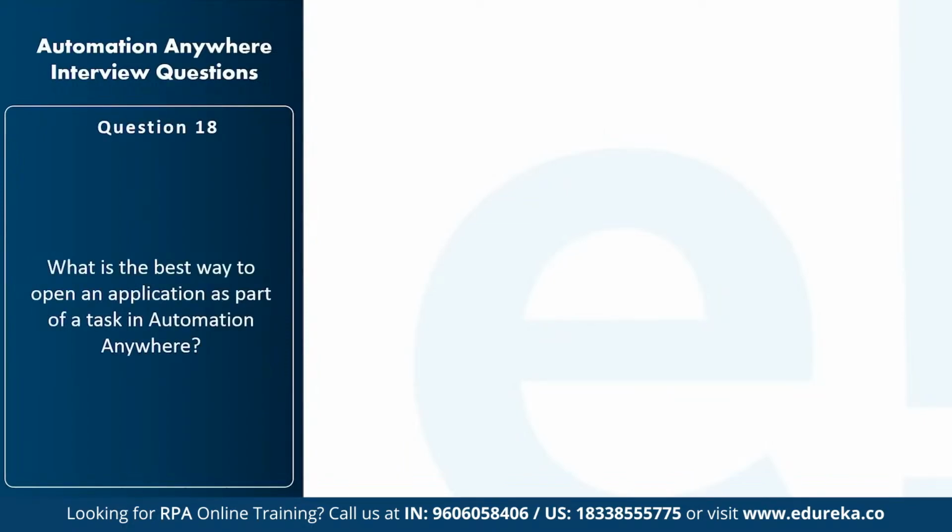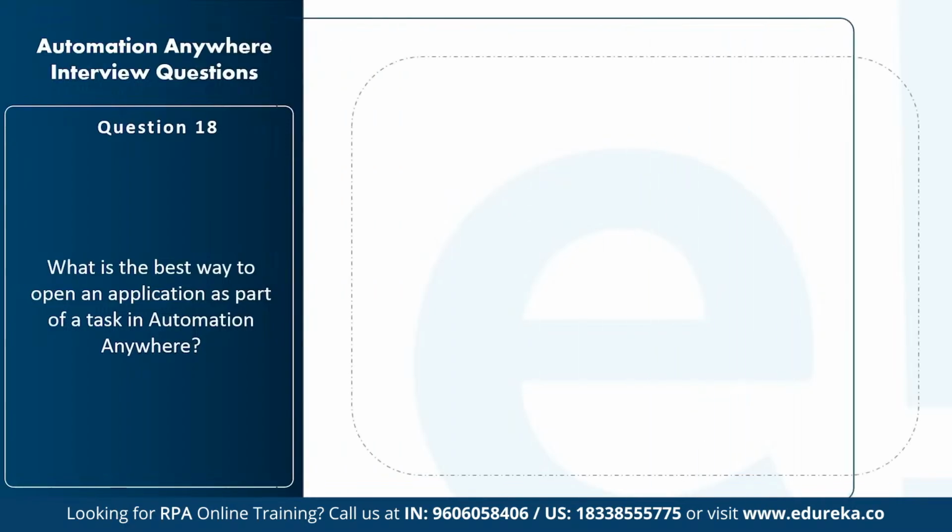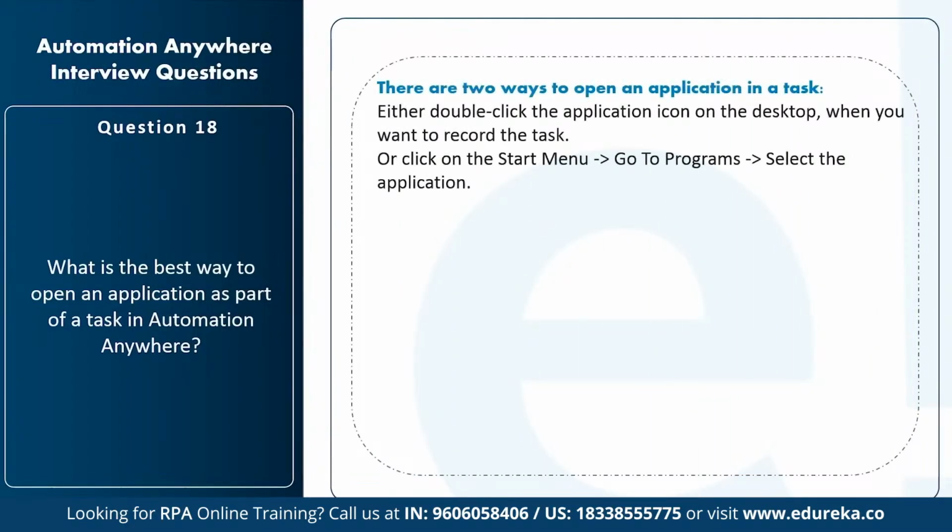Now let's move forward with our next question, that is, what is the best way to open an application as part of a task in Automation Anywhere? Well, there are mainly two ways to open an application as part of a task in Automation Anywhere. That is either by double clicking the application icon on the desktop where you want to record the task, or by clicking on the start menu, then going to programs and then selecting the application.